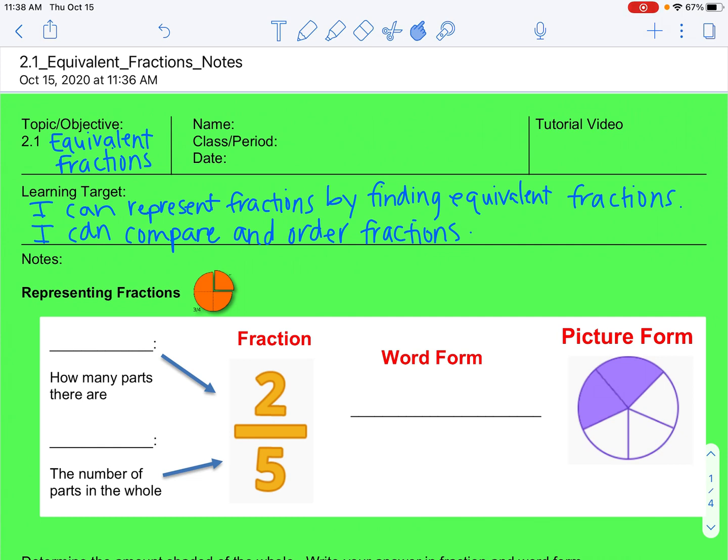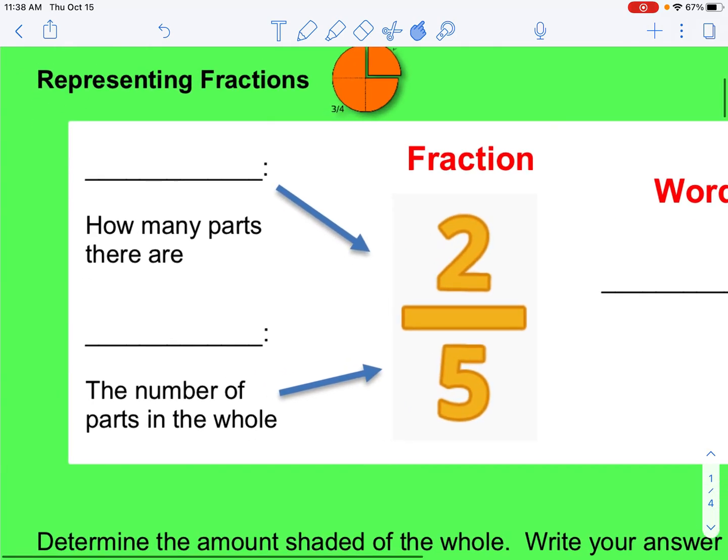We're going to split this lesson into 2 days. So we're going to do the first couple pages today and then the last page tomorrow. Alright? So when we get started, if you have filled out the topic and objective and learning target, you're ready to go. So we are going to look at representing our fractions.